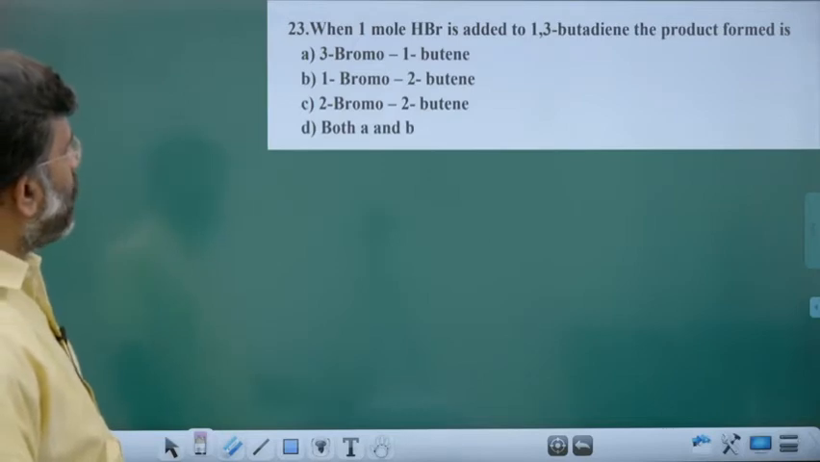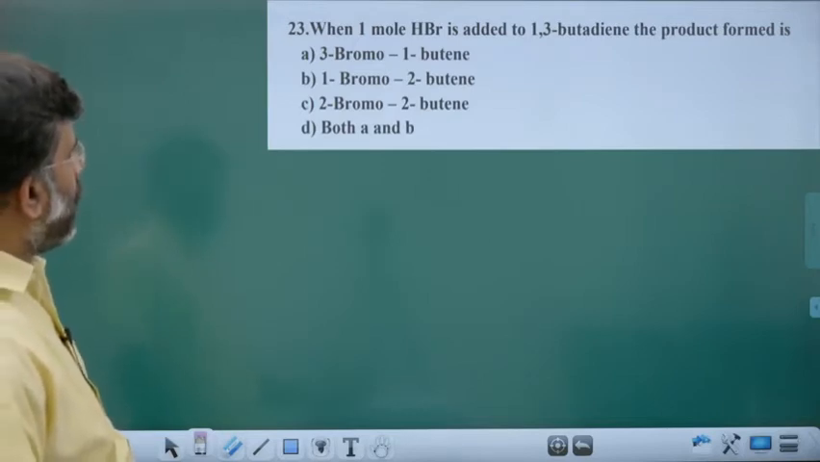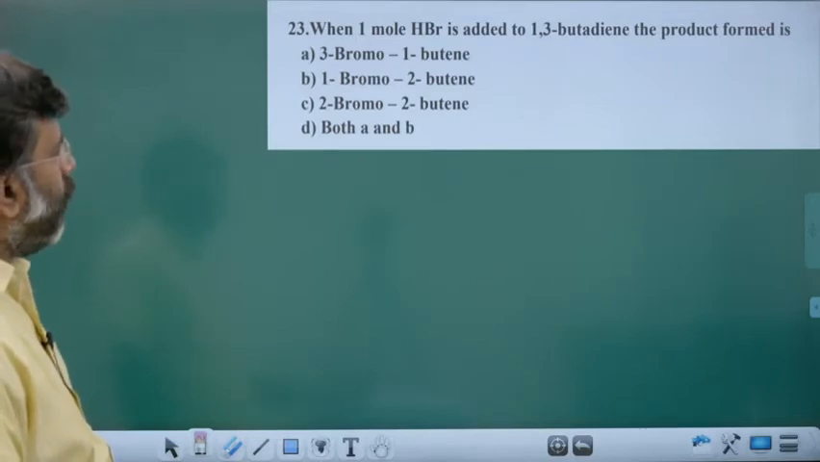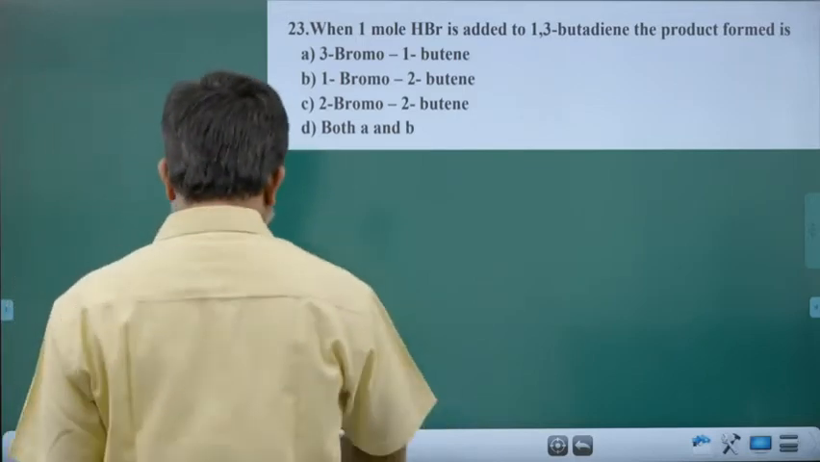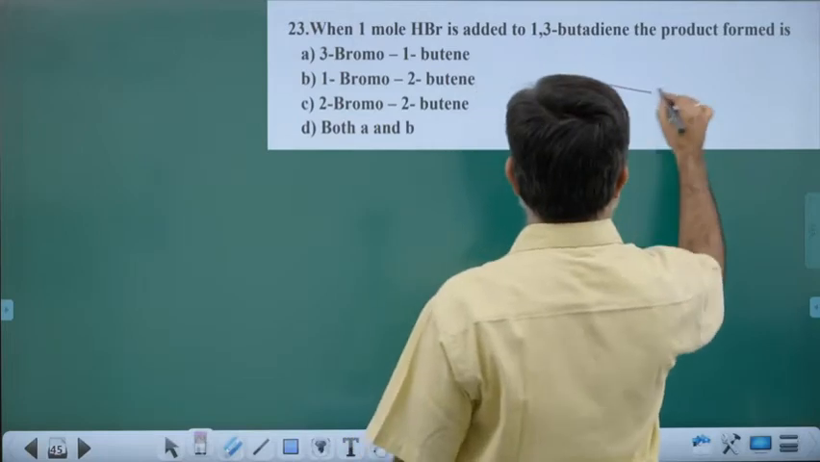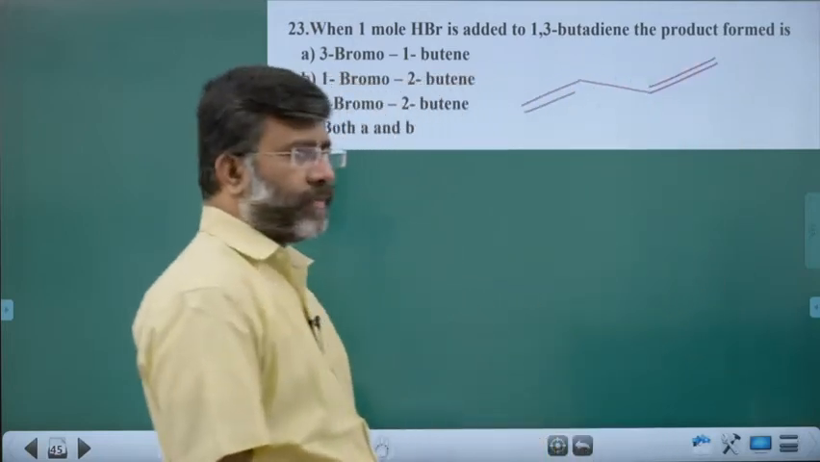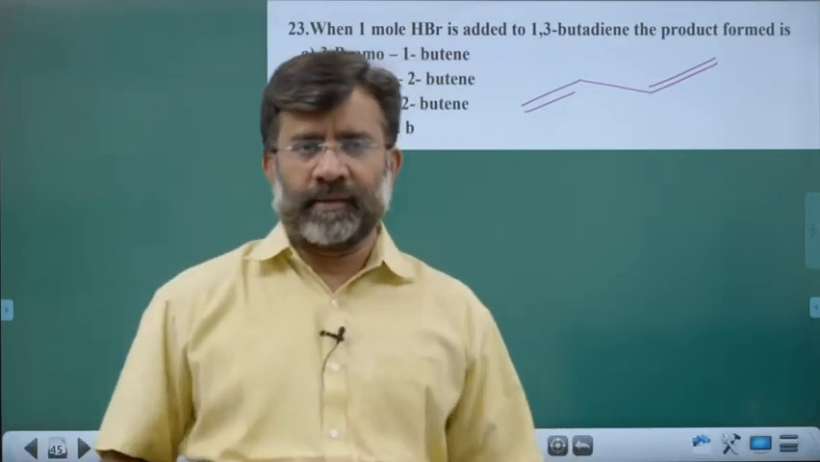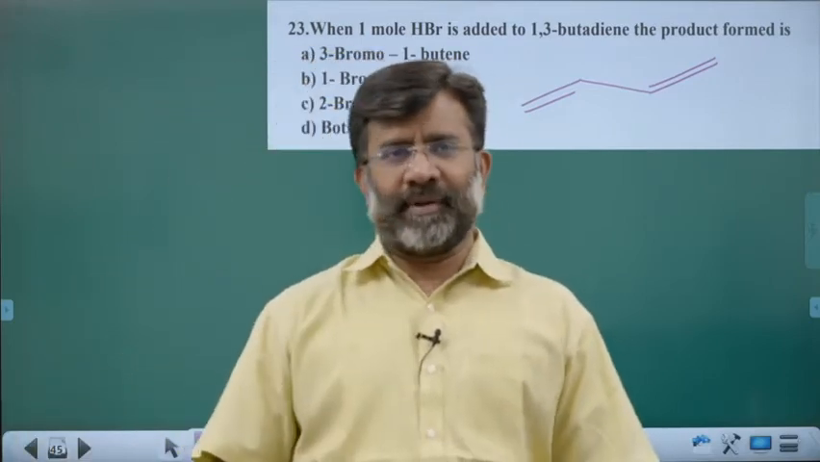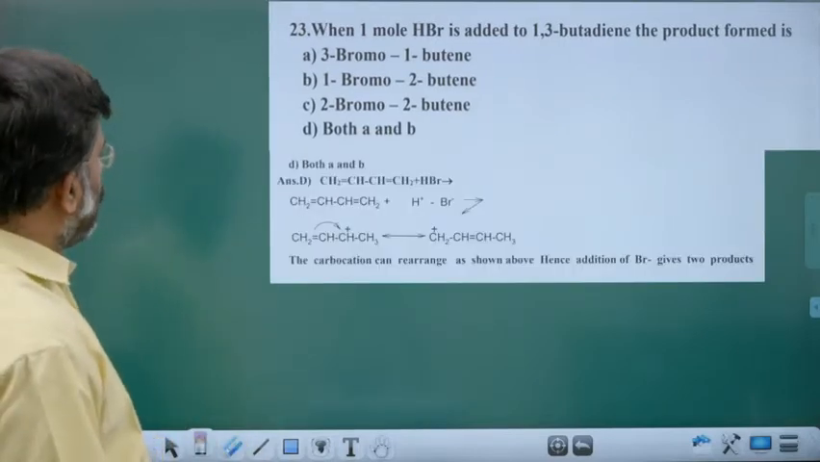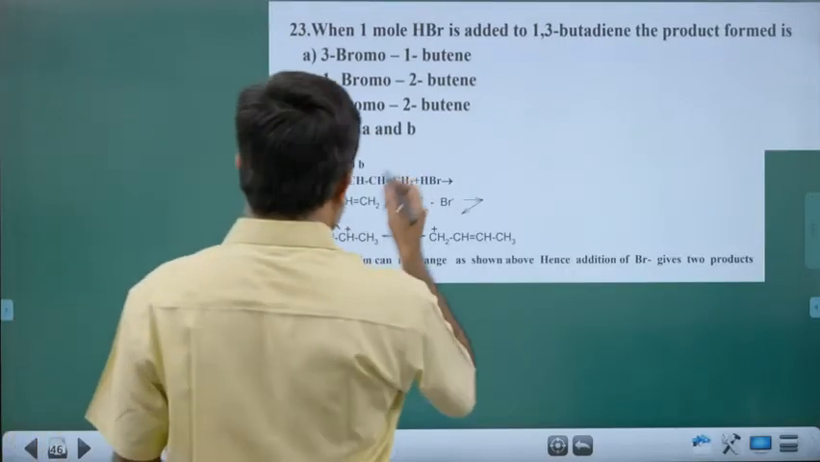One mole HBr added to 1,3-butadiene, the product formed is... This is 1,3-butadiene, and you are adding 1 mole HBr to this. You can get multiple products. There can be 1,2 addition, there can be 1,4 addition. Answer is A and B.